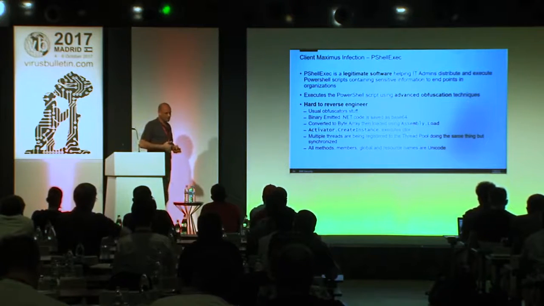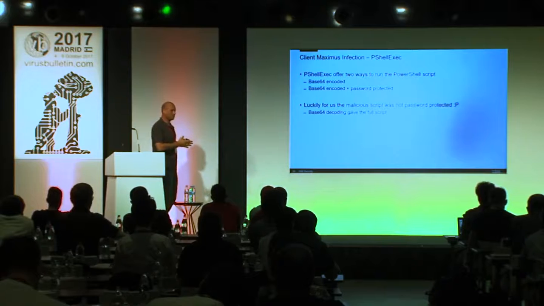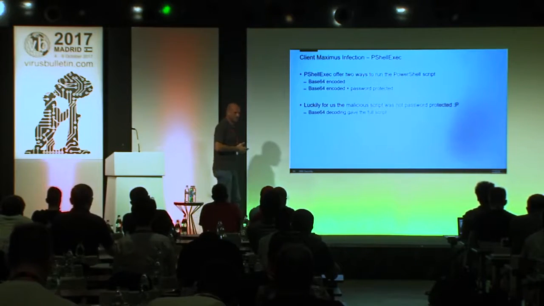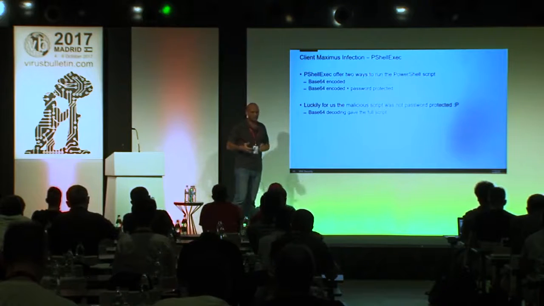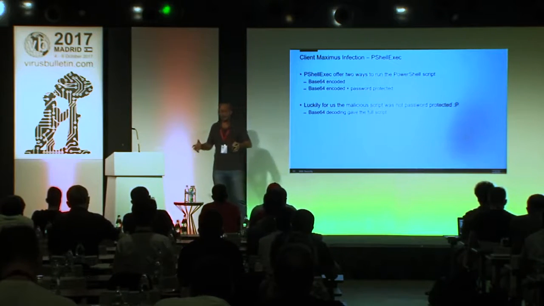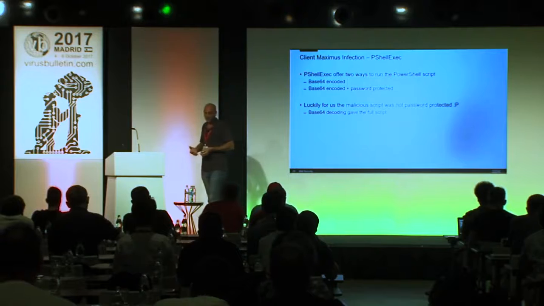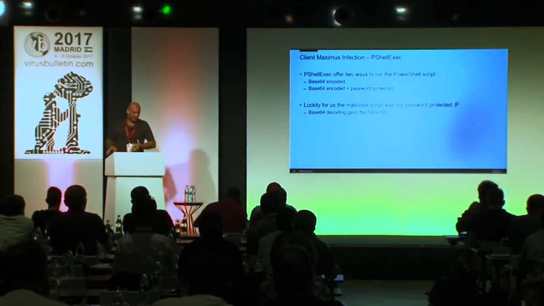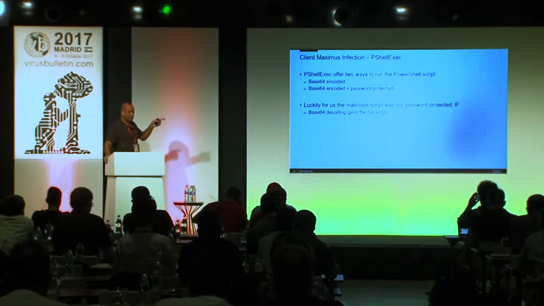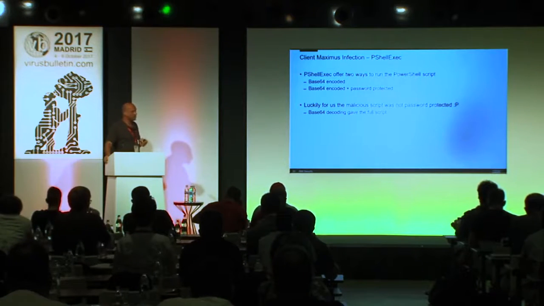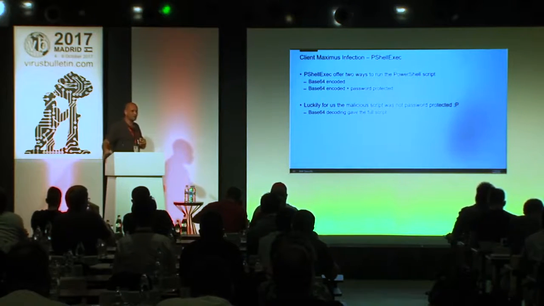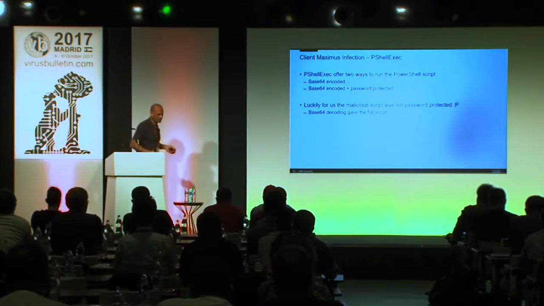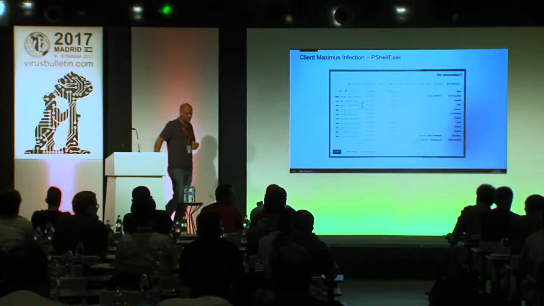Lucky for us, the script was not encrypted with a password. The Client Maximus script was actually only base64 encoded, so it was very easy to just translate it back to PowerShell. Because PowerShell exec has two methods, you can either encrypt it or you can encode it. So they chose not to encrypt it. Cool, so it's faster for us.